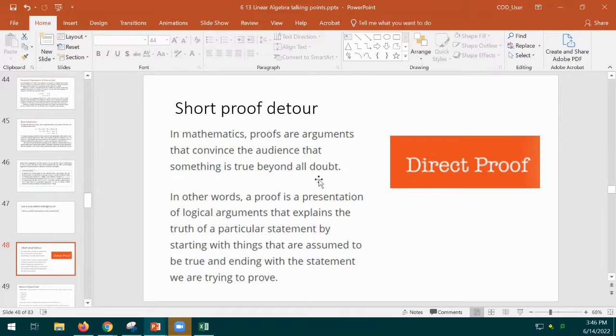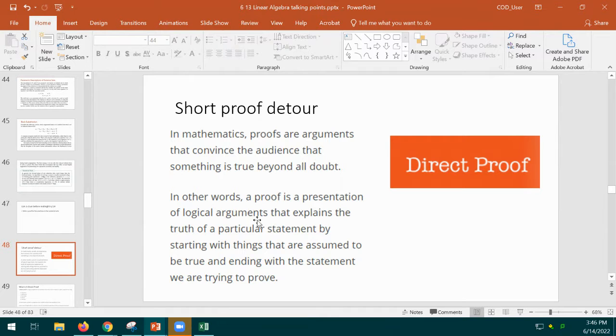So it's not just, oh, I think it's true, it's you prove it's true. So a proof is a presentation of logical arguments that explains the truth of a particular statement by starting with things that are assumed to be true and ending with what we are trying to prove. So your last statement in that proof of LSA1 is going to be that equation.